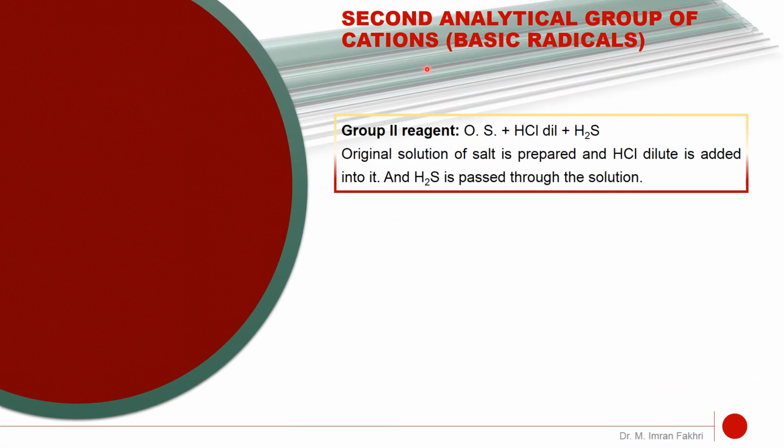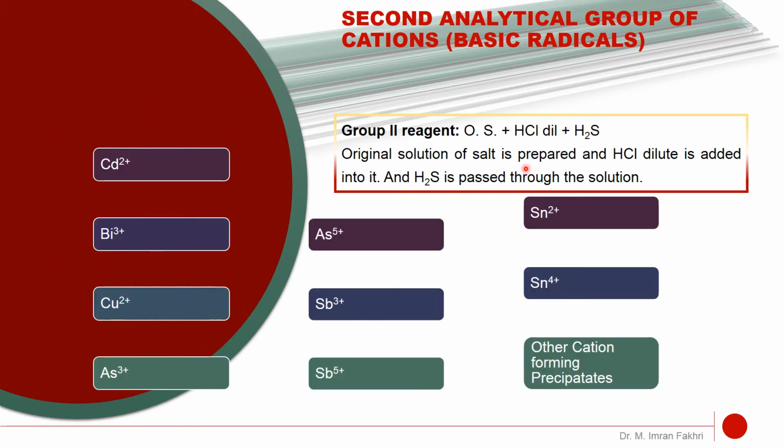Second analytical group of cation, basic radicals. In the original solution, we have to add dilute HCl and pass H2S gas through the solution. If in the first analytical group we have observed no precipitation, this means that the first analytical group of cation is absent. Then we have to go for the second analytical group. With the addition of HCl and H2S gas, precipitates are going to be obtained for these cations.